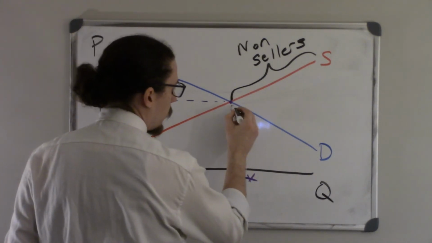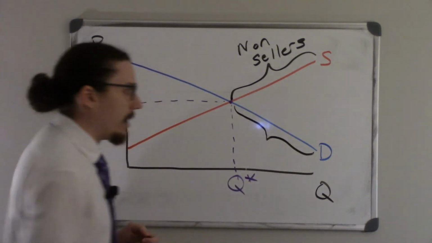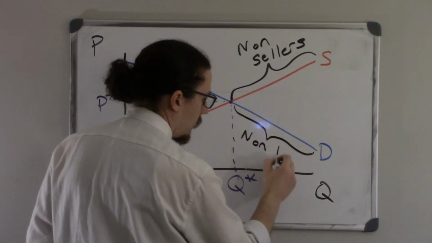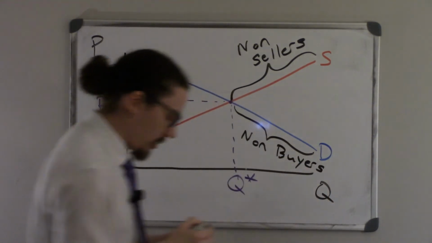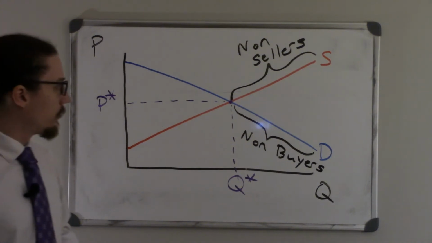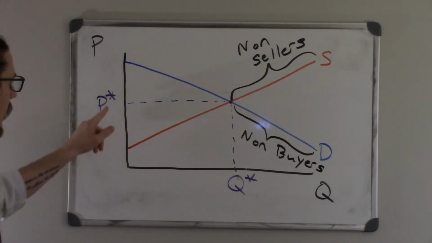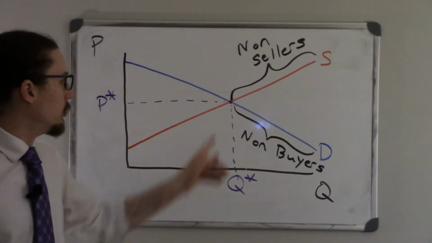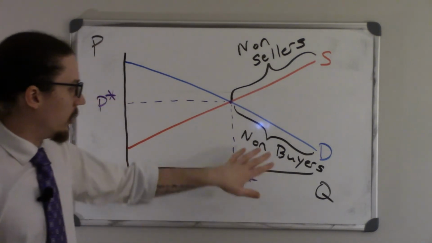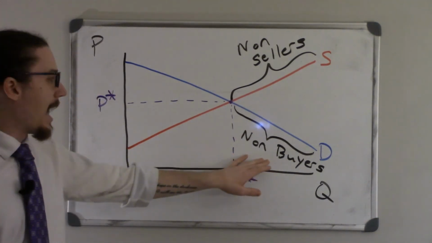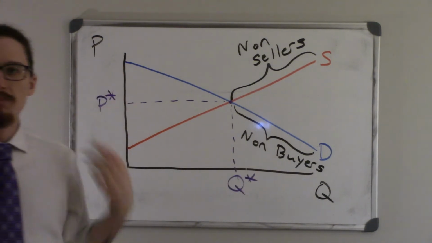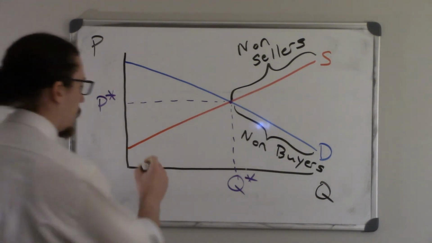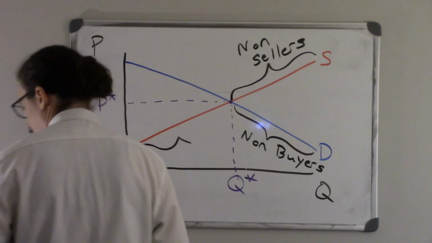A similar thing happens with the demand curve to the right of our equilibrium. These are the non-buyers. These are individuals for whom the price was too high, and they were either unwilling or unable to buy the good at that price. So in other words, these buyers have been outbid for this good by other buyers. Then we can continue on the same kind of track.